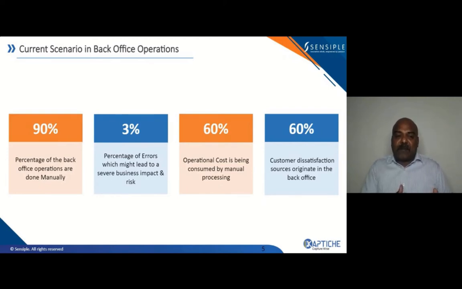They deploy the same team one more time, an equivalent team, and they basically increase the manpower to achieve that data accuracy. Again, they end up employing a lot of people. That means they are paying a lot of money. So 60% of the operational budget is being consumed by manual processing today. And finally, about customer satisfaction. Everything, the errors, the cost, the delays, boils down to customer dissatisfaction. And 60% of customer dissatisfaction originates in the back office.